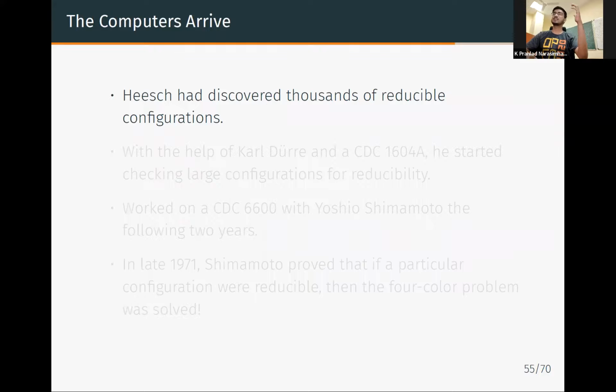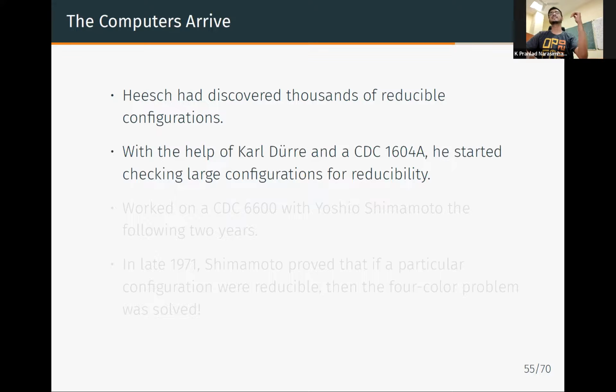By this time, Heesch had solved thousands of reducible configurations, and with the help of one student, I think Carl Dürre, hopefully I'm saying the name right, and a computer, this is where the computers arrive, he started checking if large configurations were reducible.